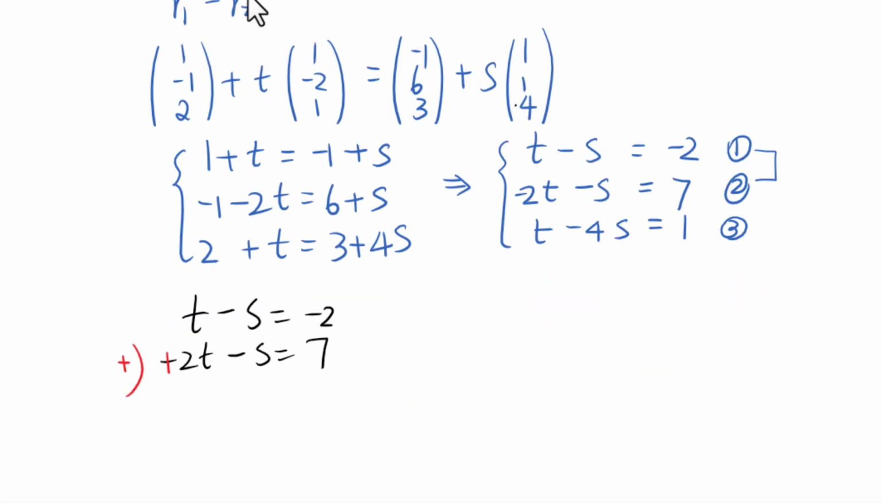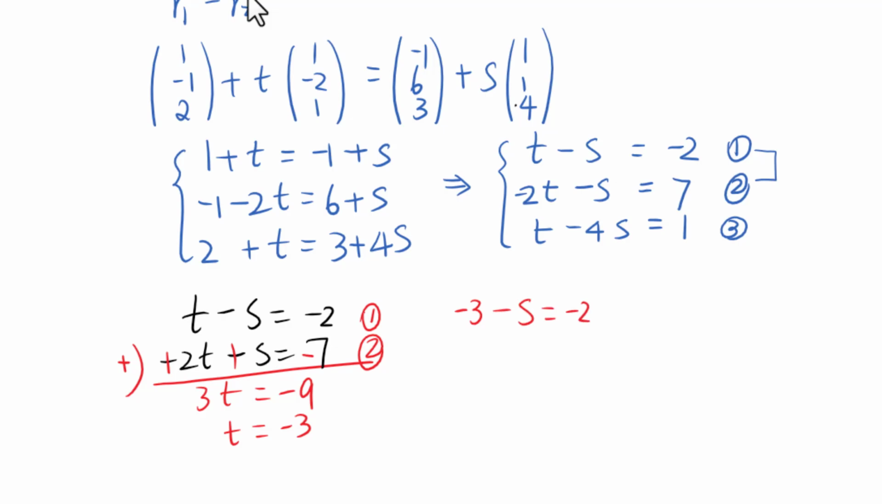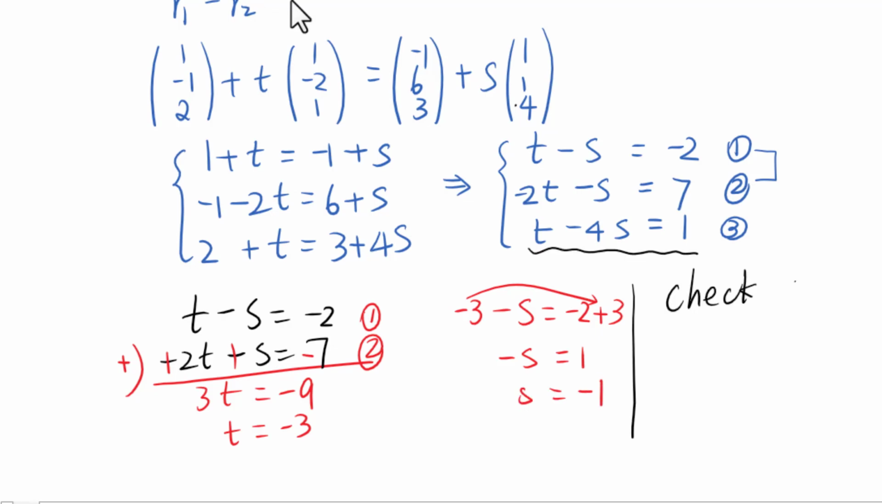We change the sign, then add: 3t equals -9, t equals -3. Then plug into the first equation. -3 minus s equals -2. Add 3 to both sides: -s equals 1, s equals -1. Check the third equation.